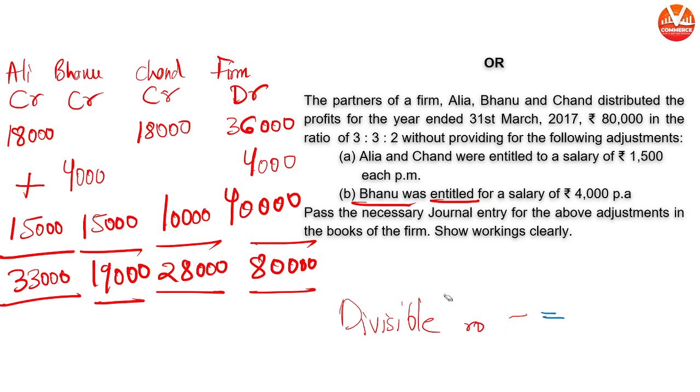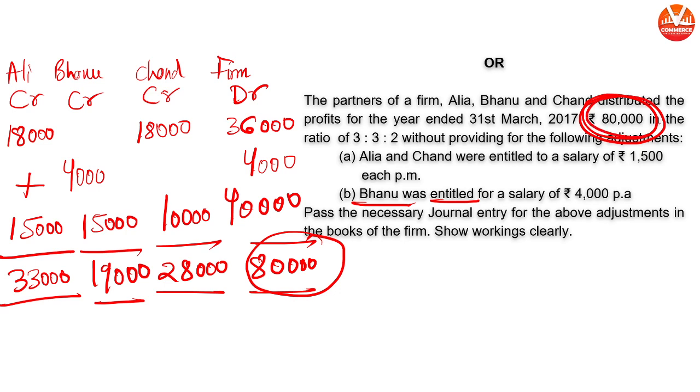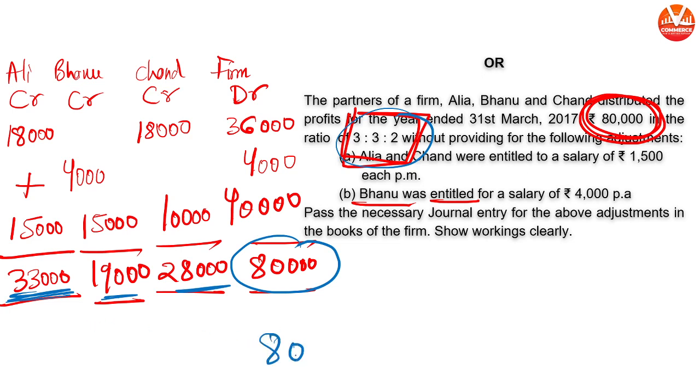Now the profit which we have already distributed, 80,000, was distributed as it is in the ratio 3:3:2. So you will take that profit back. This 80,000 was to be distributed as follows, but by mistake it was distributed in the ratio 3:3:2. You distributed the whole profit in 3:3:2, so what will you do? You will take it back. So 80,000 we will take back from the partners and we will debit the partners.